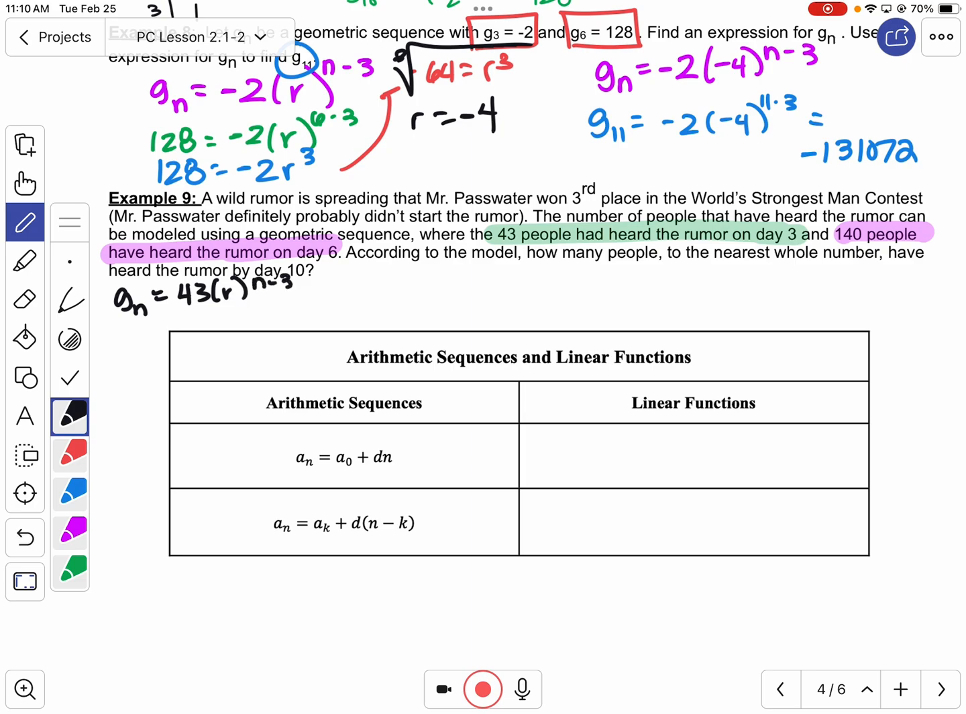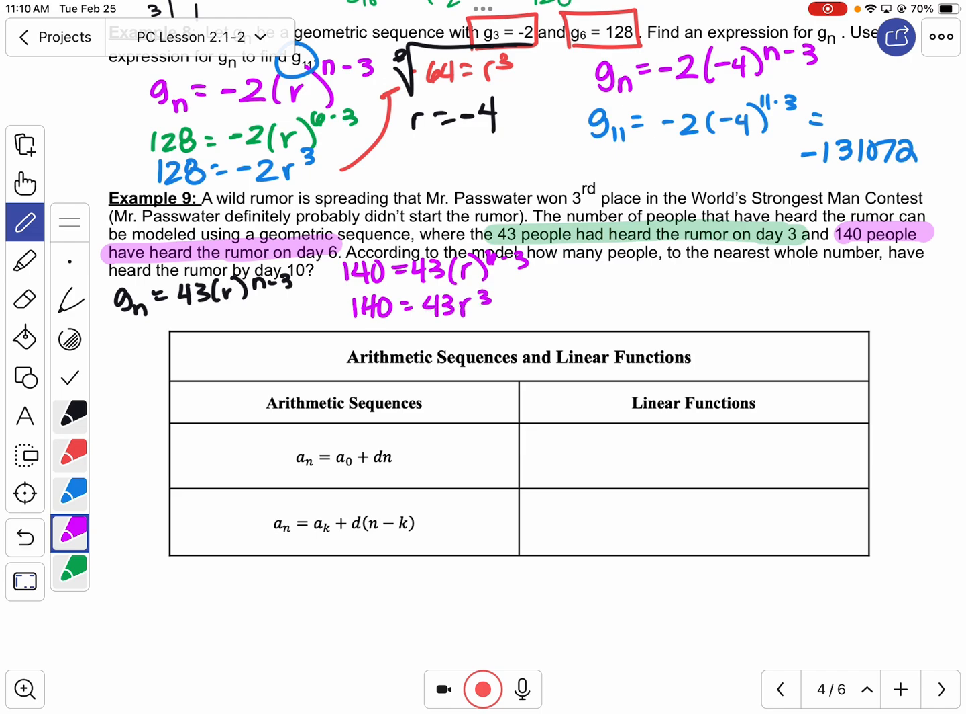All right, did you start like this? Our general form, right? We take that first one, day 3, we had 43 people who had heard it. So g sub n equals 43 r to the n minus 3. So that gives me 2 variables. It's too many. Let's plug in the next term and see if we can figure out what r is going to be. If I plug in g sub 6, that would be 140 equals 43 times r to the 6 minus 3, so 140 equals 43 r to the third.